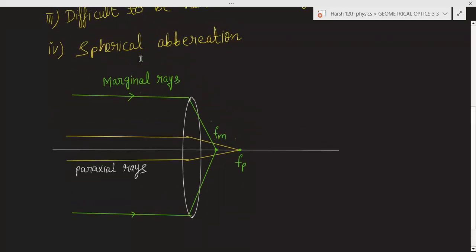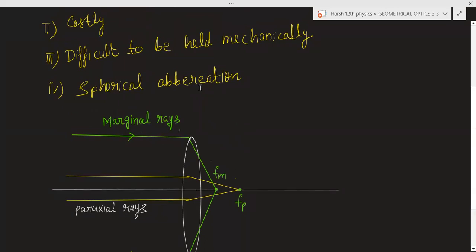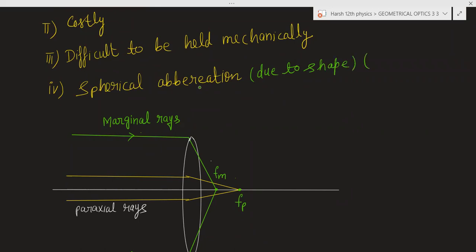So actually, why is spherical aberration happening? It is due to the shape. Spherical aberration occurs in both lenses and mirrors. You will get this spherical aberration in lenses as well as in mirrors. And why is spherical aberration taking place? Due to the large aperture.